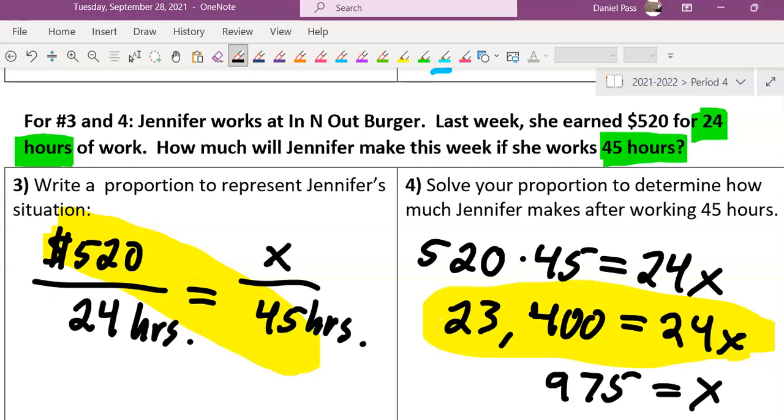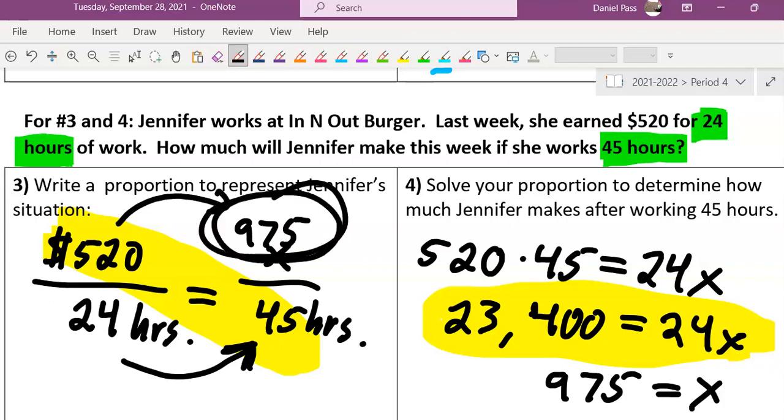975 equals x. Now, I think what you were saying earlier was you want to check if this makes sense. And that's true. So, this is getting almost double, right? Because double would be 48 hours. So if we go 520, double that would be over 1,000. So a little bit under. So yeah, that totally makes sense. So $975 is our answer.